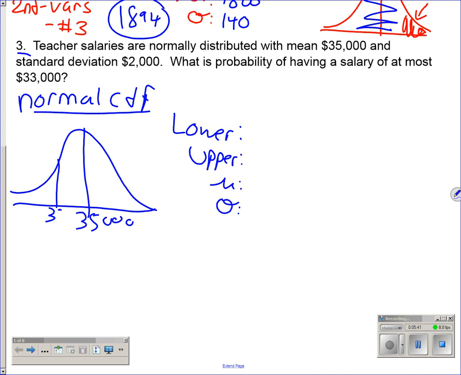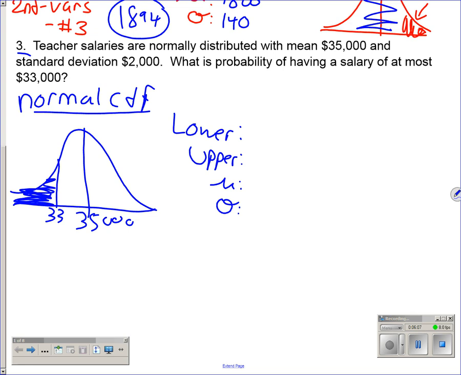33,000 is like right here. Is that going to be shaded to the left or to the right of that line? To the left, right? If I say at most, the very most I'm making is 33,000, that's my upper. Everything to the left. Okay, so that should be a pretty small percent. But knowing that, what's my lower value going to be in my calculator?